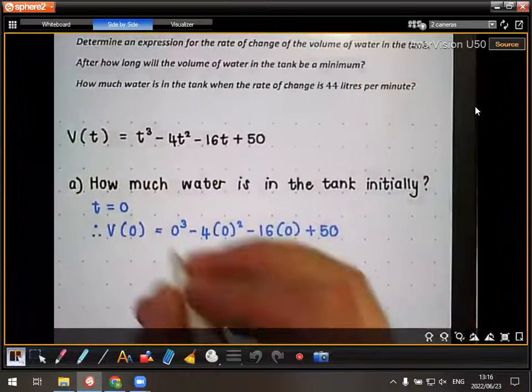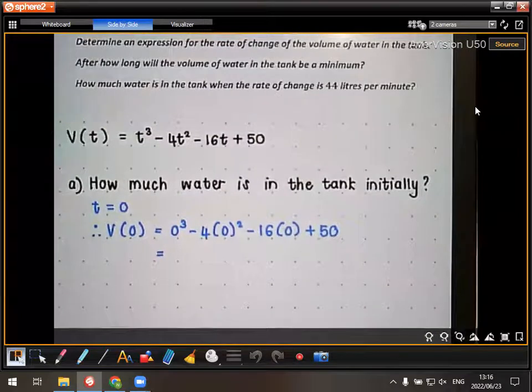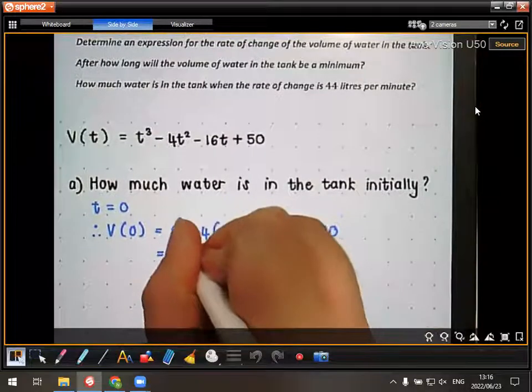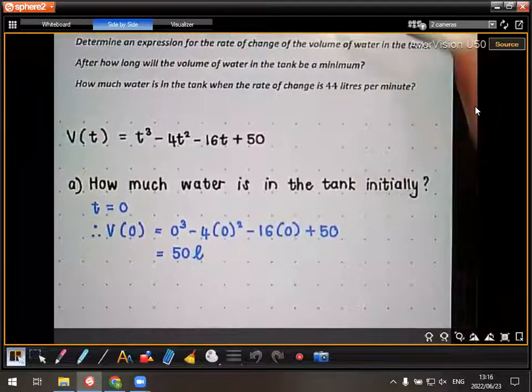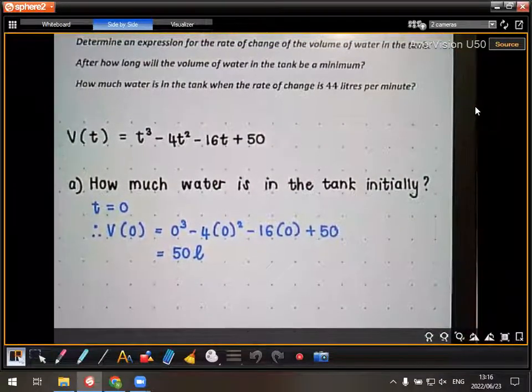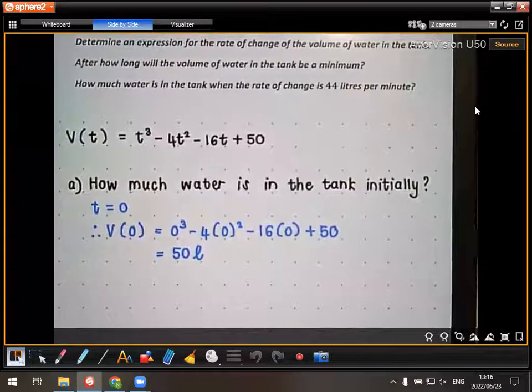Remember, if you look back at this, so what's the answer there? 50. And it is liters, right? They said that the volume is measured in liters. Okay, so initial always t equals 0, whatever it is normally time. They usually give questions in terms of time there.